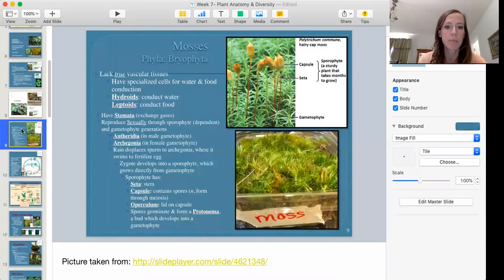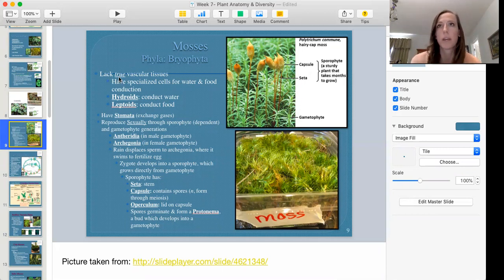All right, so let's move on and talk about mosses. These are still non-vascular, non-seeded, so they're still bryophytes. They do have now the beginnings of some specialized cells for water and food conduction, but they don't have true tissues that we'll look at later.